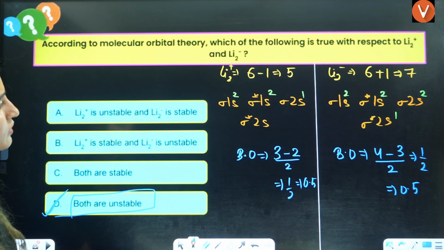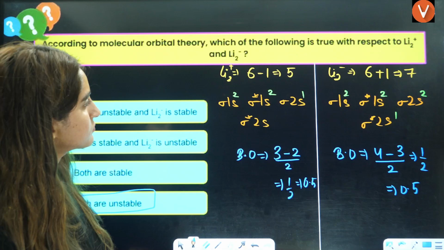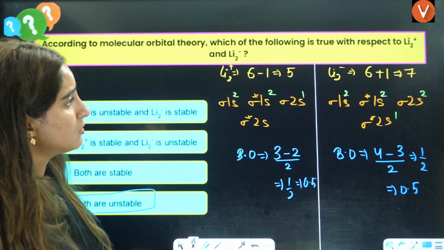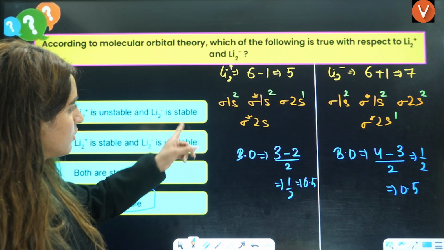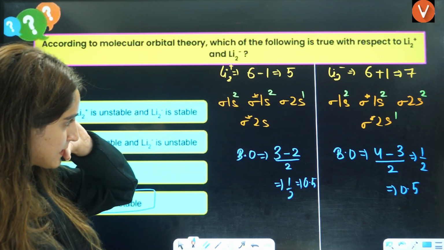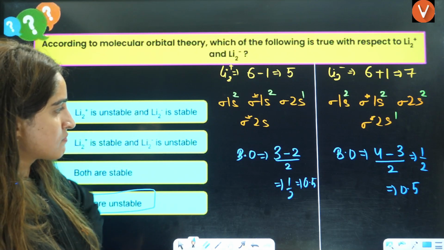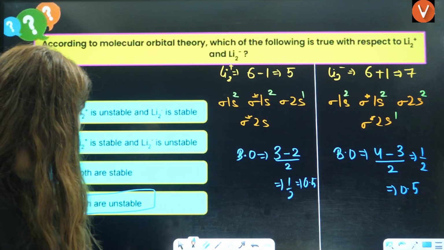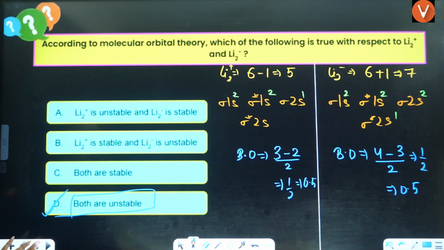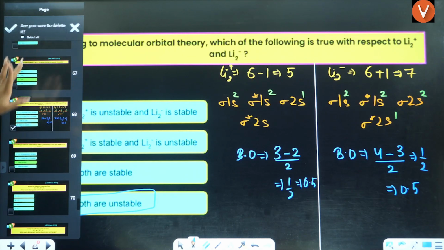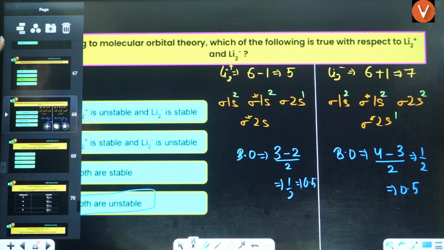Hydrogen, helium, lithium. You're losing one electron. Wait a minute. 6 plus 1, 7. Okay. 3 minus 2 divided by 2. It should be unstable only, right? But I'll check this, if there is any change that we need to do here. Okay, but it should be unstable.